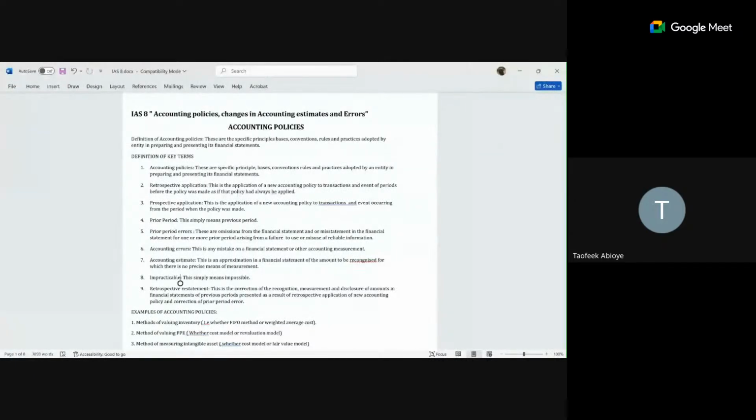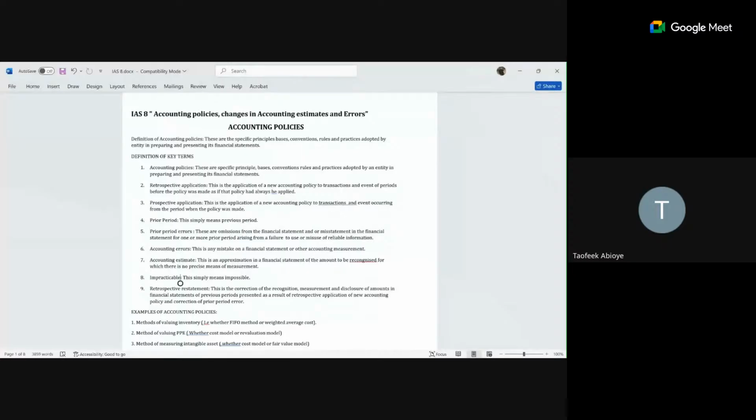You are going to reapply it to your previous day transaction, to your previous week transaction, to your previous month transaction, even to your previous year transaction. So retrospective application is the backward application of the present form or of a recently formulated accounting policy to the organization operation. Maybe the organization just decided that they will be using FIFO to value their inventory today or this month.